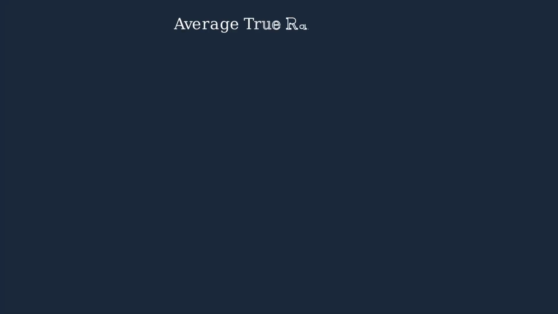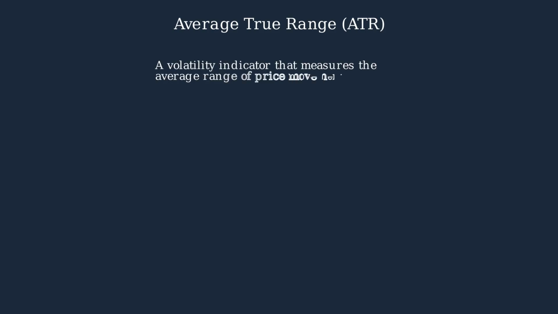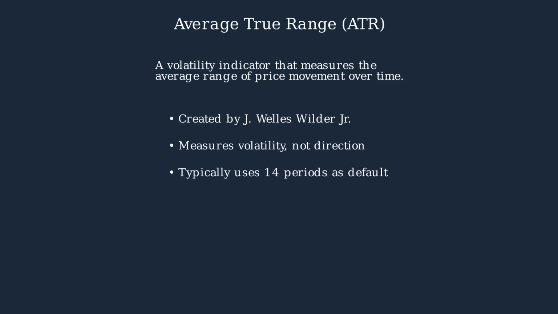The average true range, or ATR, is a popular volatility indicator developed by J. Wells Wilder Jr. It measures the average range of price movement over a specific time period, capturing the true price volatility. Unlike most indicators, ATR doesn't provide directional signals. It simply quantifies volatility. Higher ATR values indicate increased market volatility, while lower values suggest calmer, less volatile market conditions.